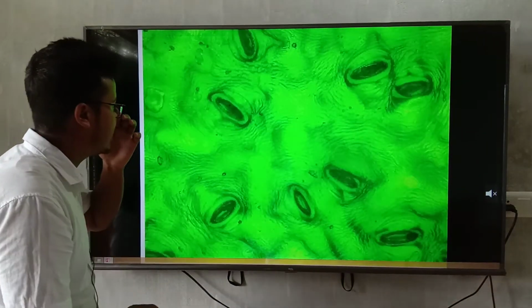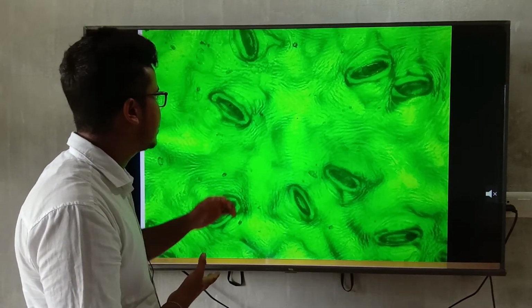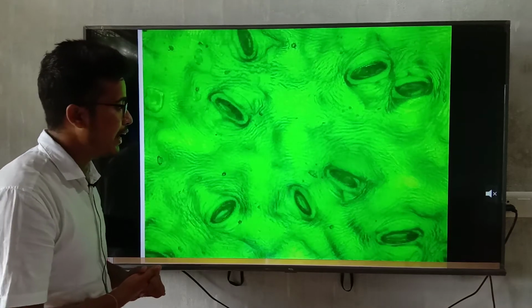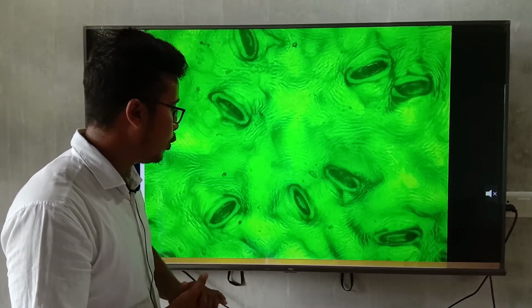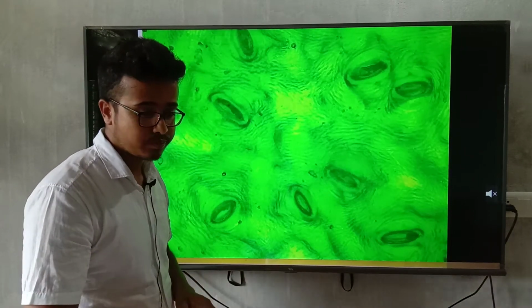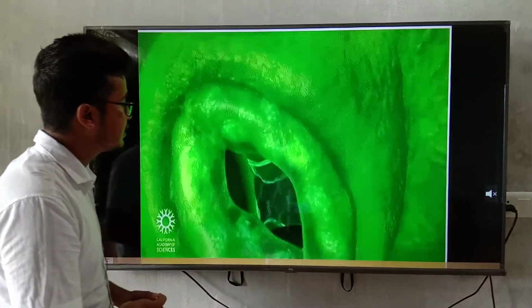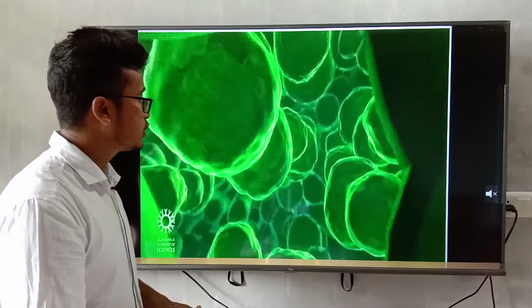Here is another picture. You can see here the stomata is opening and closing. Now it is closing and again opening. You can see this, the stomata.